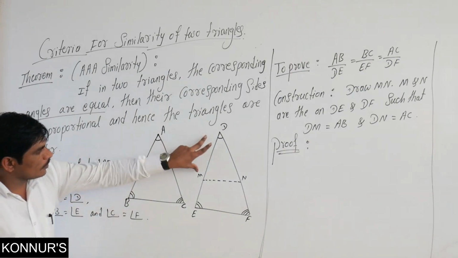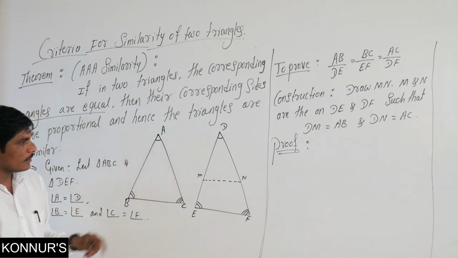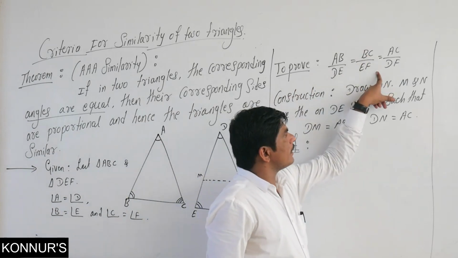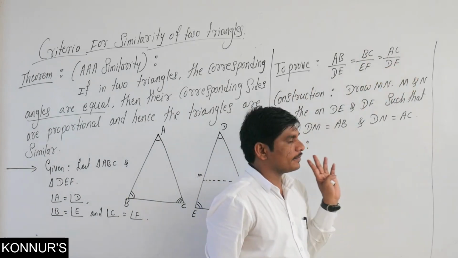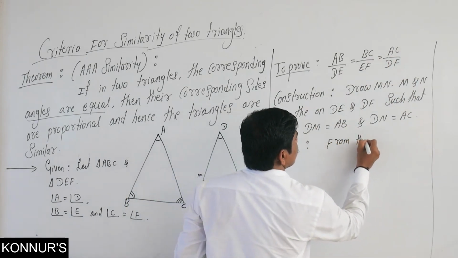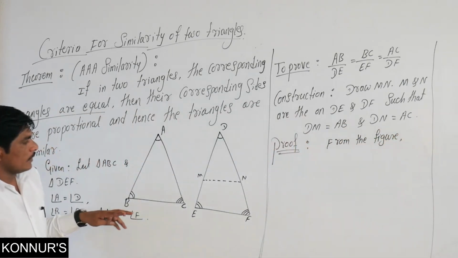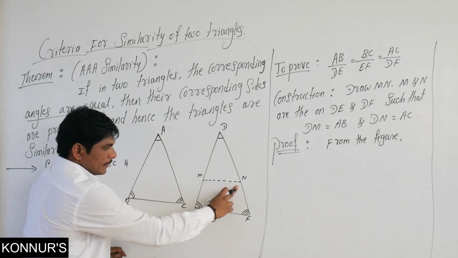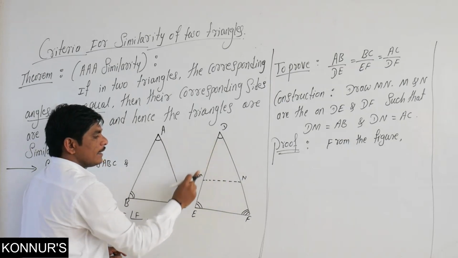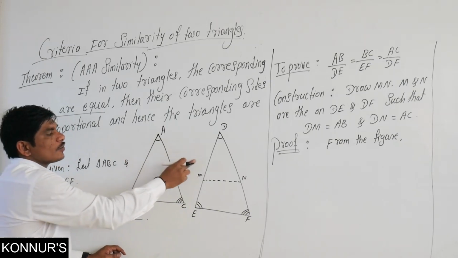Here AB is equal to DM, AC is equal to DN. These two are equal. Based on this result, we are proving AB by DE is equal to BC by EF is equal to AC by DF. Now from the figure, we have constructed the MN line. The MN line forms another triangle DMN. Here DMN and ABC, we take these two triangles to be congruent.